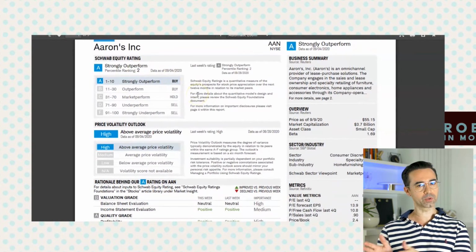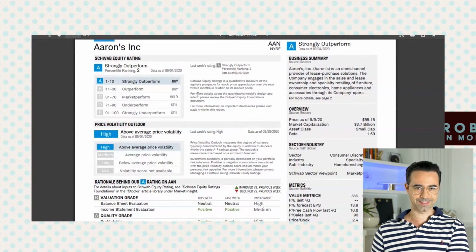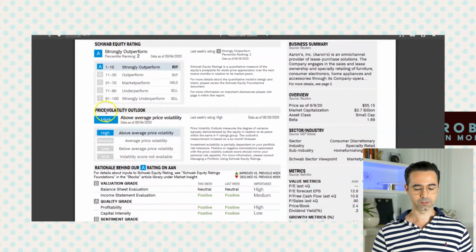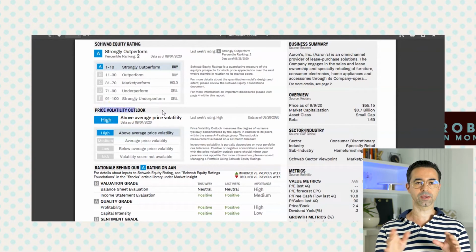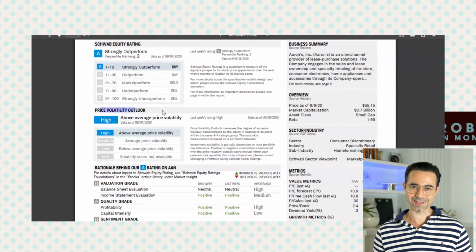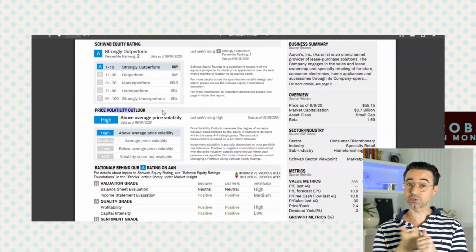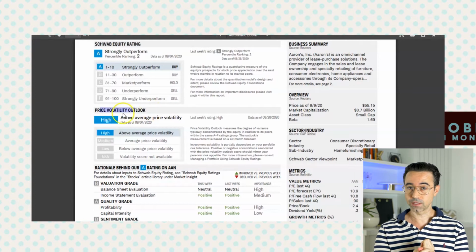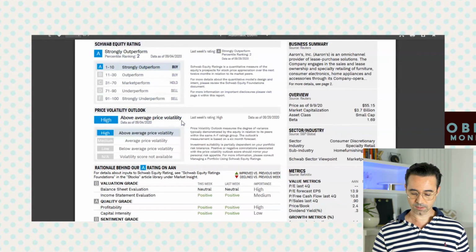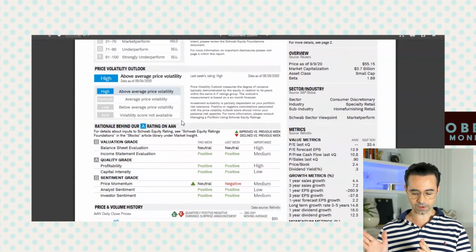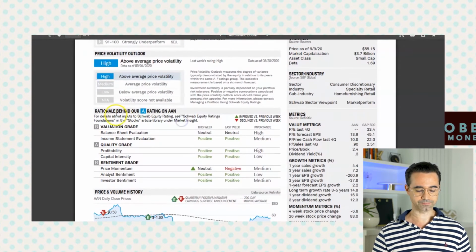Now, of course, they're not always right, but it's good to kind of know what the analysts think of stocks and why. So if you go to the price volatility, let's back up. The thing about Schwab analyst ratings, it's kind of nice because there are things like price volatility. So if you're not interested in a company that's more volatile, then you might want to see one that's not on the high end. Now, if you're okay with that, then that's fine. But this is a place that you can look to see what's going on.